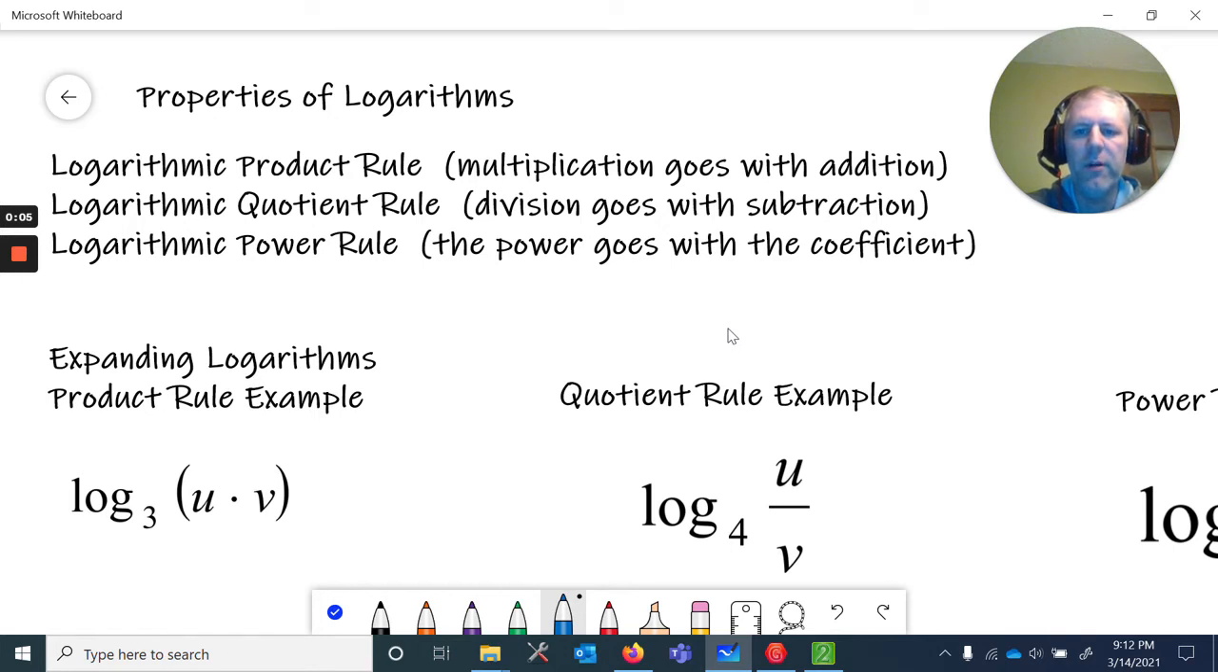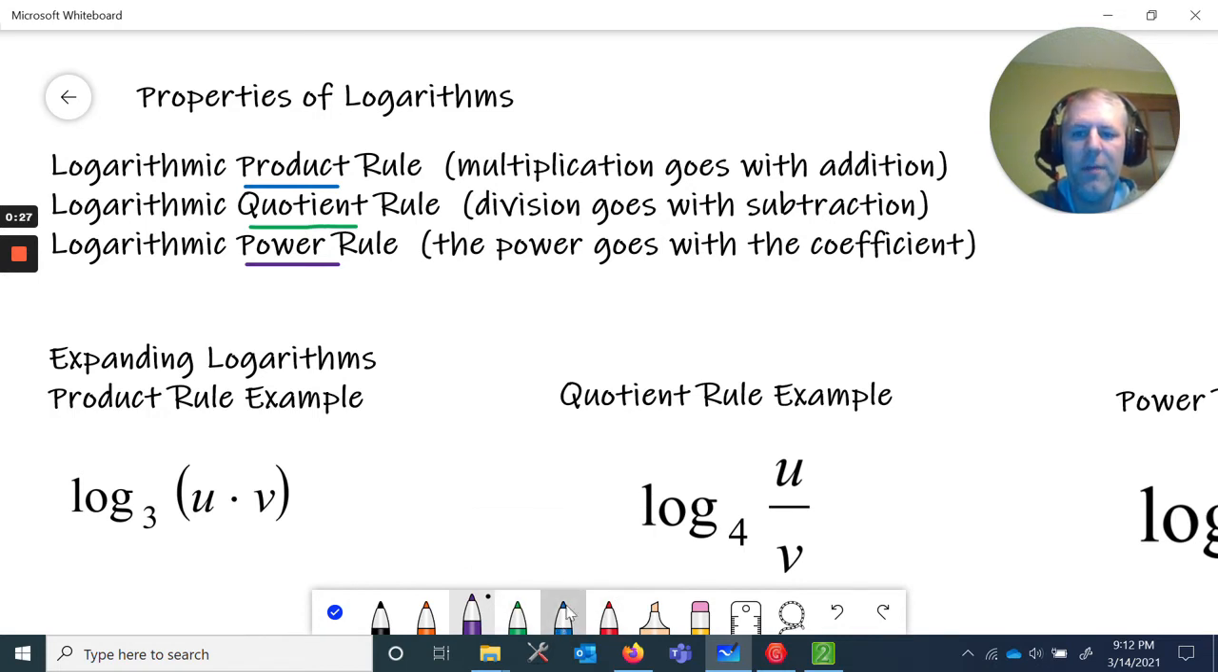Today's video I'm going to talk about properties of logarithms and doing some expanding and contracting of three different rules: the product rule, the quotient rule, and the power rule. So we'll go through expanding, we'll see if we have time to get through contracting or if that'll be in the next video, and then we'll talk about some mixed properties.